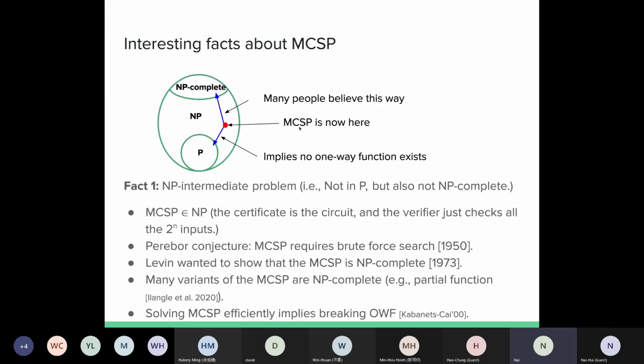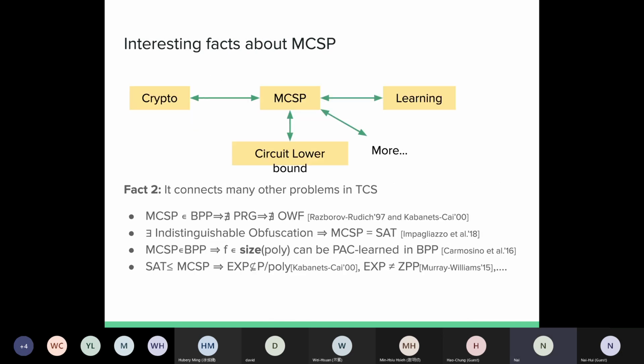So it's interesting. If you can prove this problem's hardness, it gives you many important implications, like in crypto or in other areas, or some interesting things happen. Yeah, we will see more of them later. But any questions about this slide, the hardness of MCSP? No? Then we can go to the next slide.